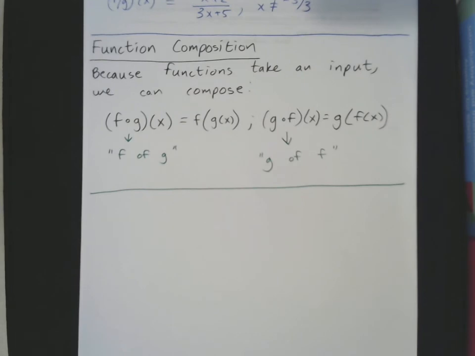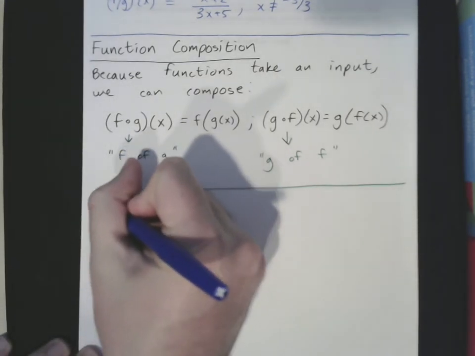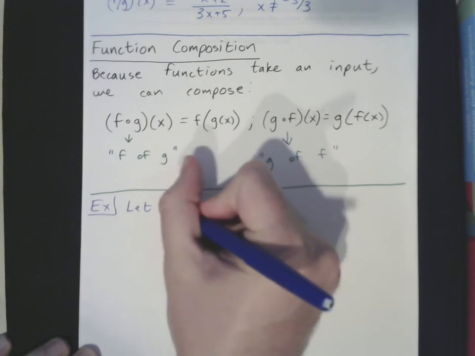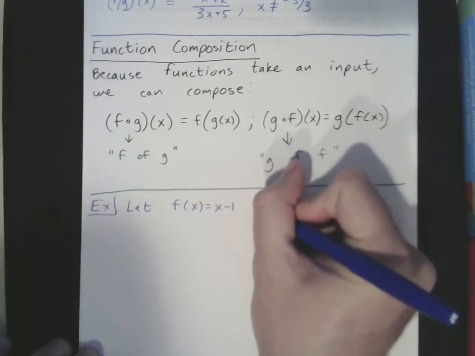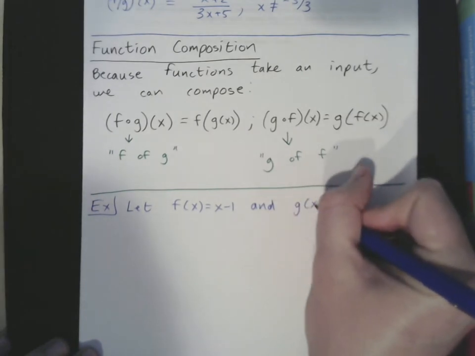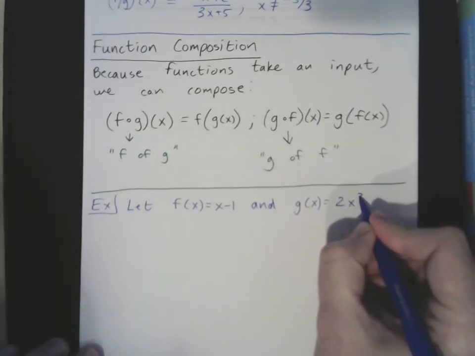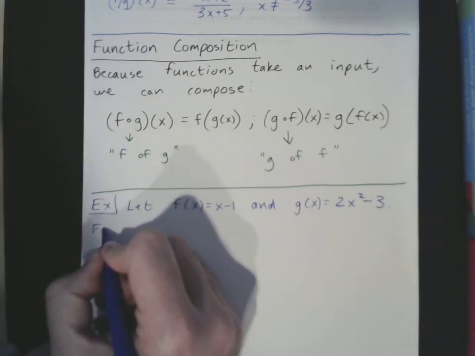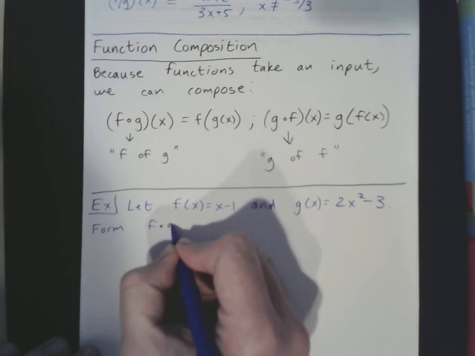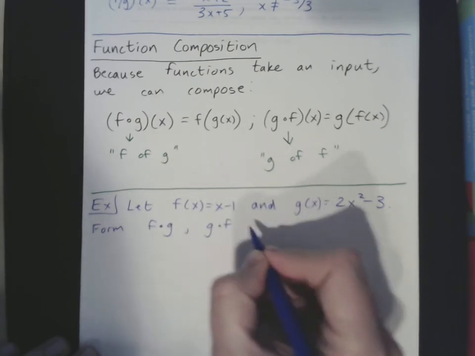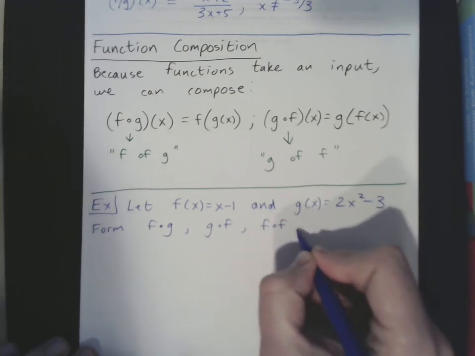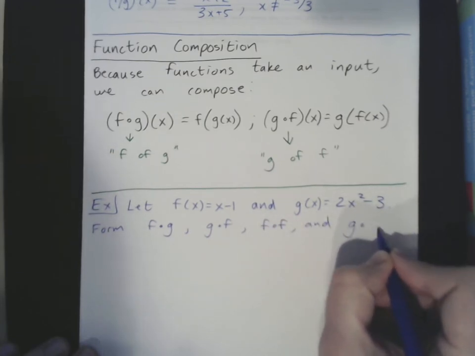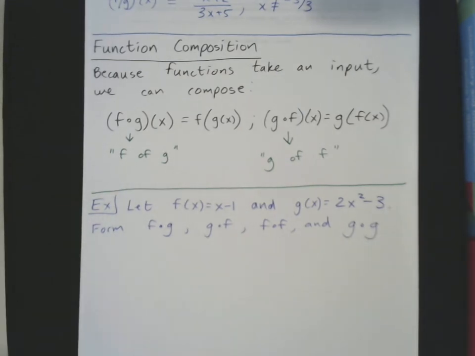Let's go ahead and practice composing several functions a couple different ways. So we're going to let f of x equal x minus 1 and g of x equal 2x squared minus 3. And we are going to form f circle g, g circle f, f circle f, and g circle g. So this is adding more compositions. You can compose a function with itself.